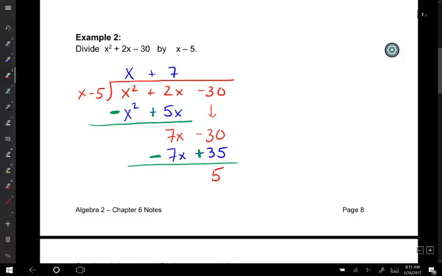5. And so that's our remainder. And so what we do is we do plus 5 over x minus 5. And that's our answer.